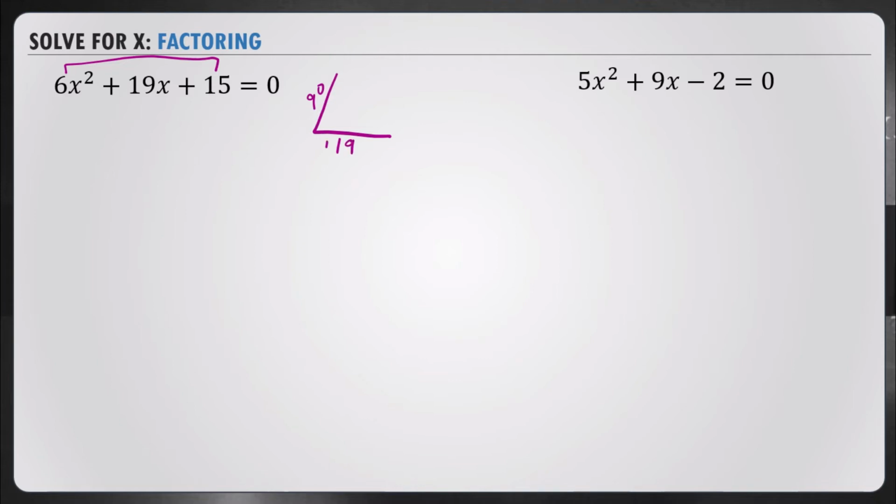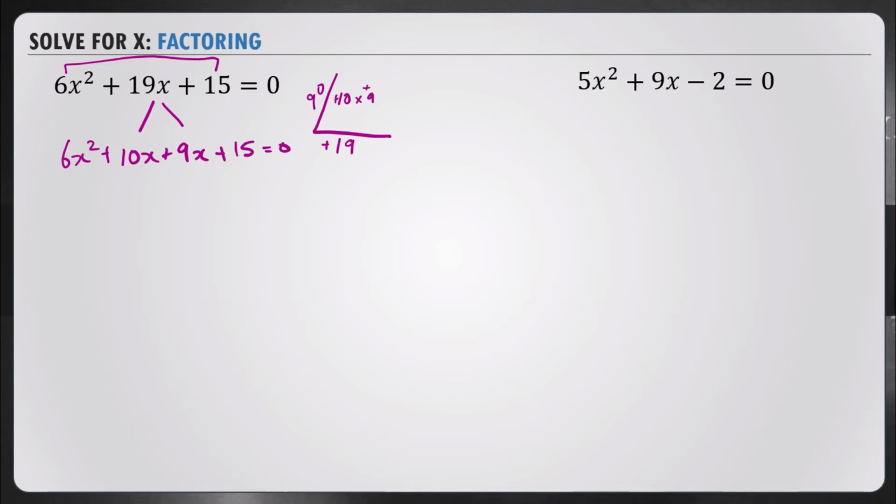Okay, we need two numbers whose product is 90, and when added gives me 19. I can think of simple 10 times 9, positive 10 and positive 9. So let's split this into 10x plus 9x, which gives me 19x. And bring down the 6 and the 15 and work it out.